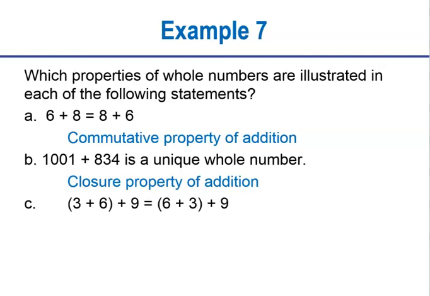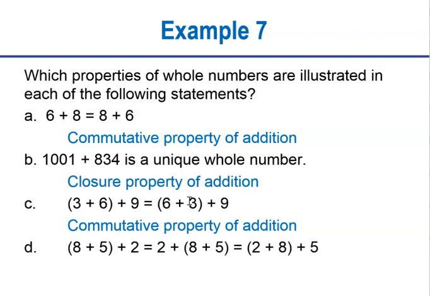3 plus 6 plus 9 is equal to 6 plus 3 plus 9. Now, notice what's happening. The 3 and the 6 are grouped together here. The 6 and the 3, the same numbers, are grouped together. What actually happened is we arranged the order differently. So once again, that is the commutative property of addition.